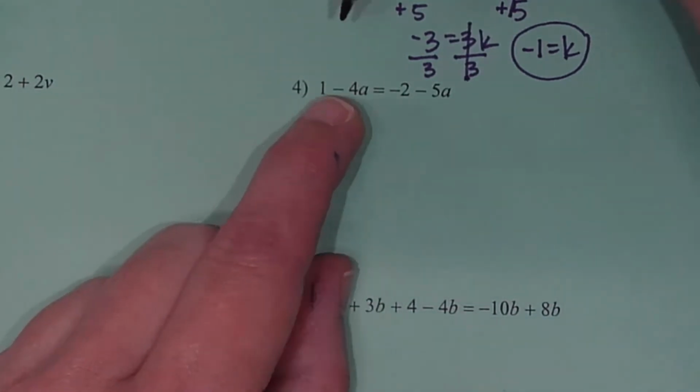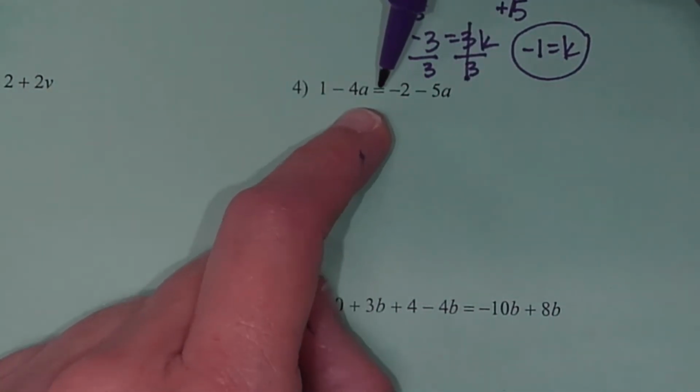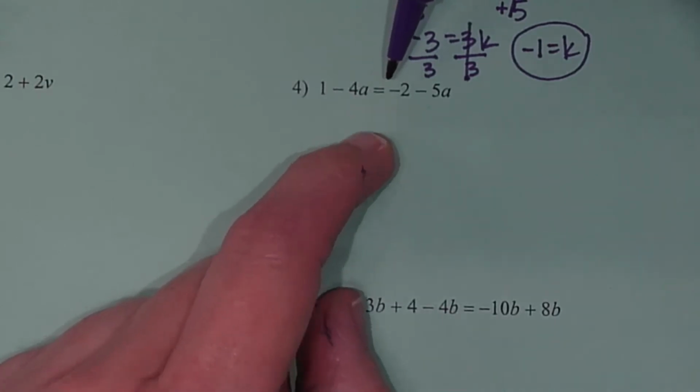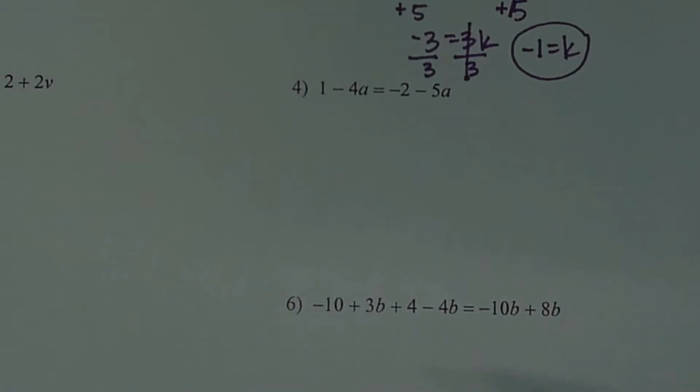So can we just combine this variable with that variable? No, we can't because they are on different sides of that equal sign. So it looks like there is no combining like terms to be done. So we're going to move to step 3, which is solve.